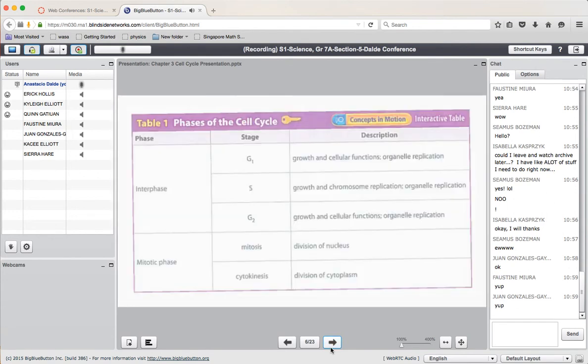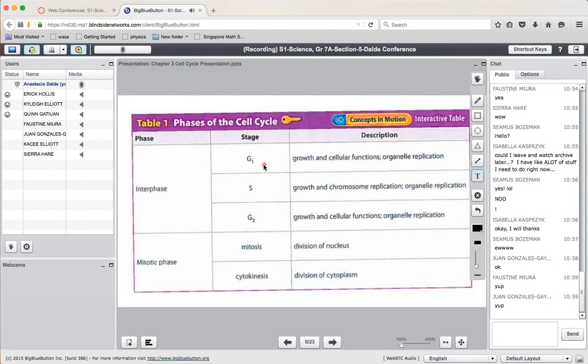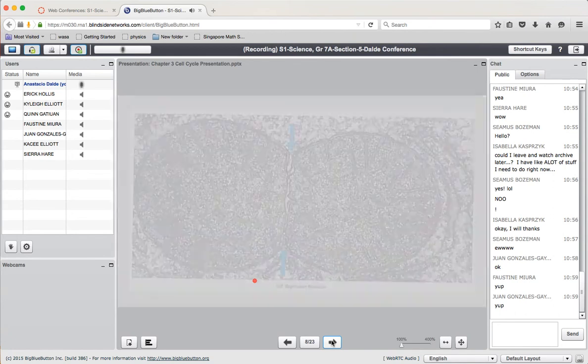So then what happens is, after we went through the G1, S, and G2 phases, we go into mitosis and cytokinesis. We're entering the mitotic phase. So we moved from the interphase to that yellow part of that graph, the mitotic phase. Now, here's what's going on with the mitotic phase. This part might be a little bit confusing.